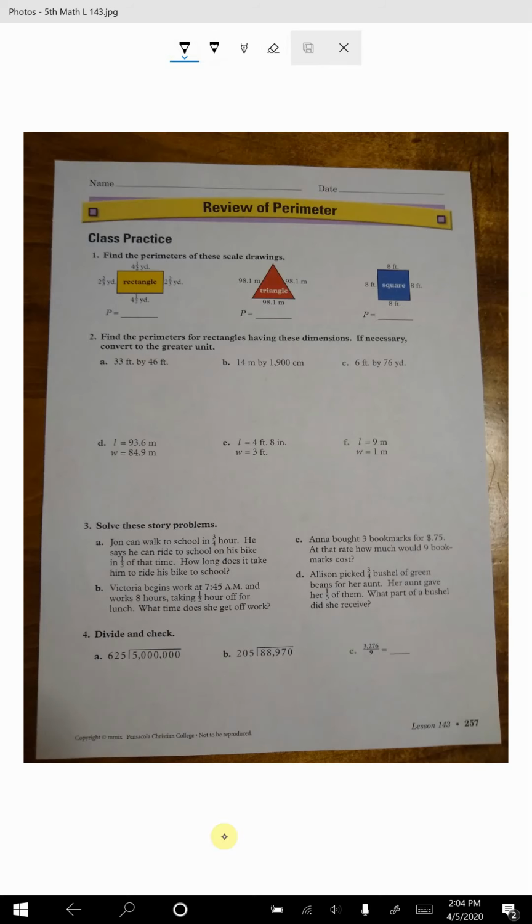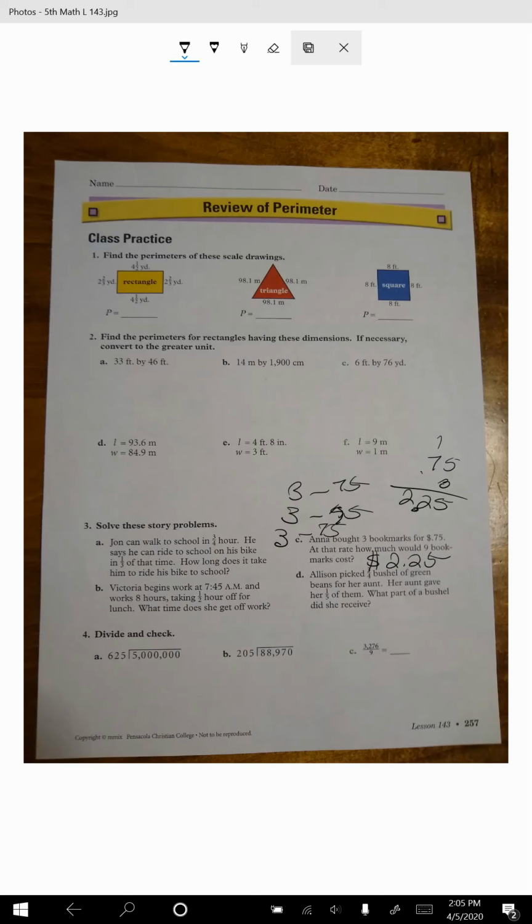Anna bought 3 bookmarks for 75 cents. At that rate, how much would 9 bookmarks cost? So every 3 bookmarks cost 75 cents. Well, how many 3s do you get out of 9? Well, obviously there's 3 of them, right? So you could do it the long way and add 75 cents up 3 times, couldn't you? Or we could just do 0.75 times 3. Put the decimal in. How much would it cost? $2.25.